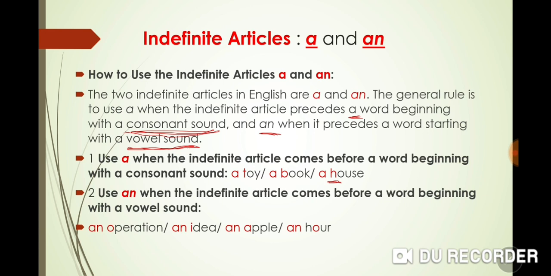Use an when the indefinite article comes before a word beginning with a vowel sound. For example, an operation, an idea, an apple, an hour. هنا عندنا ال H silent. فإذا هنا مو عندي الصوت صحيح إنما صوت علة اللي هو صوت ال أ. An hour. An hour. Okay.